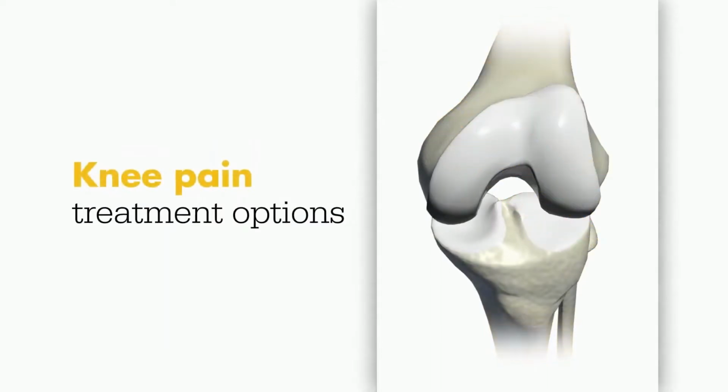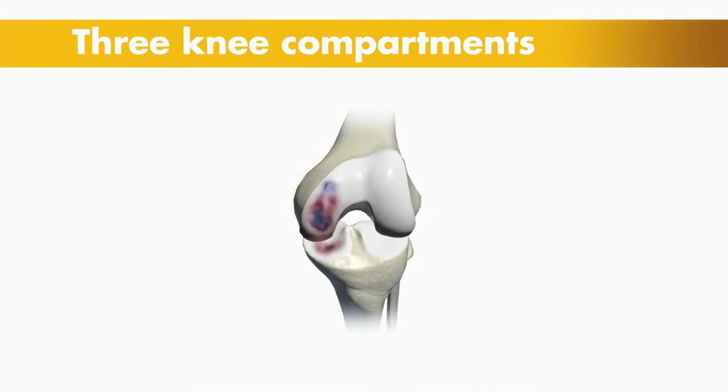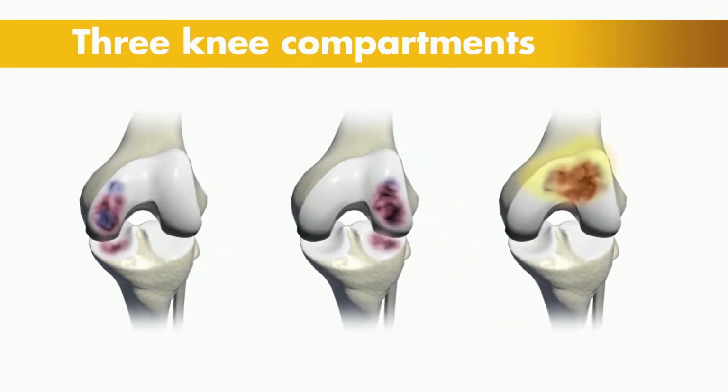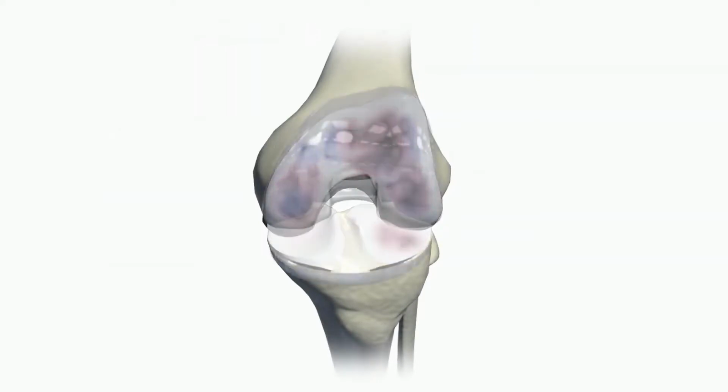Knee pain treatment depends on the location and severity of the arthritis. There are three components of the knee: the inside or medial compartment, the outside or lateral compartment, and the kneecap, also known as the patellofemoral compartment or patella. If all three compartments of the knee are diseased, a total knee replacement may be recommended by a doctor.